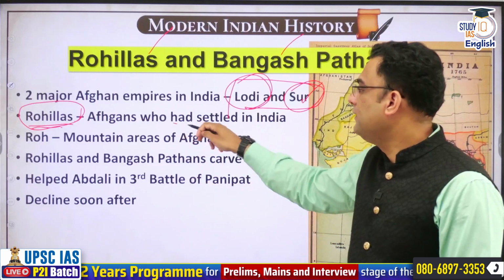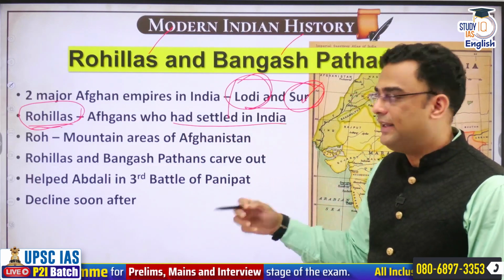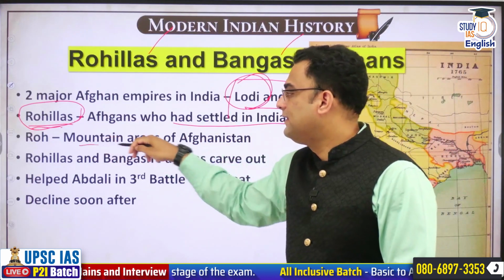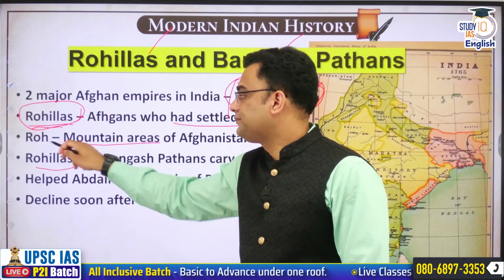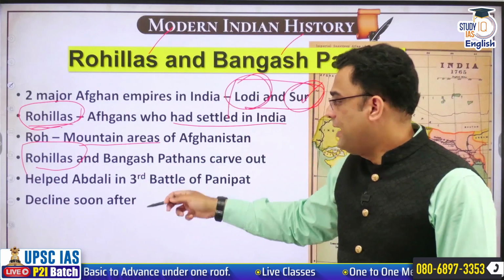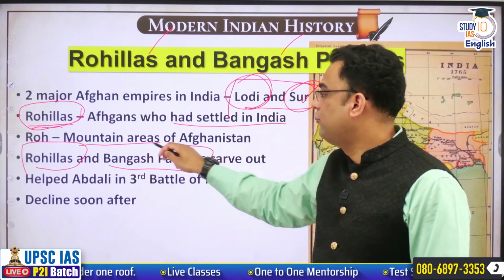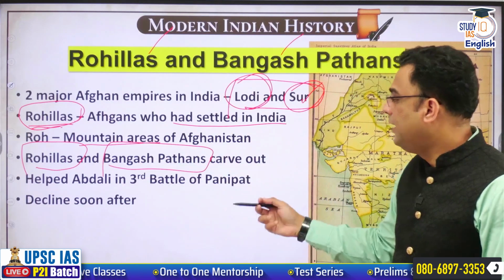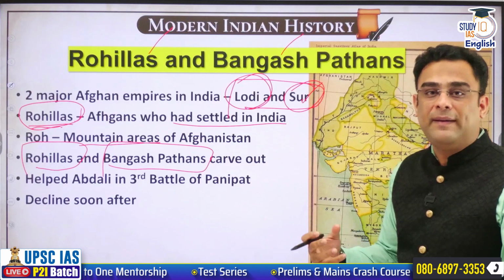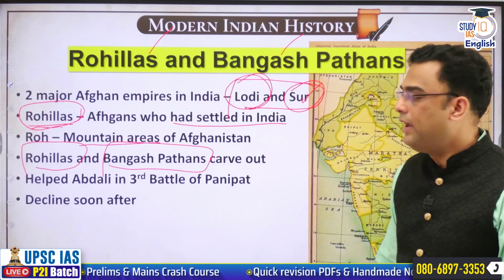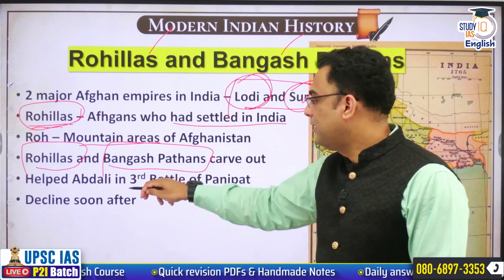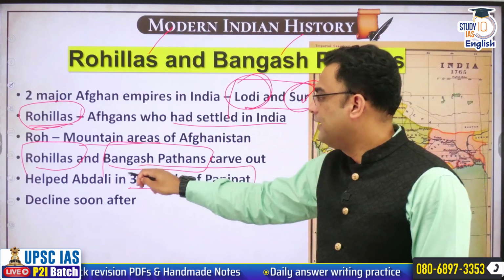Okay, so they were Afghans who had settled in India. Roh meaning mountainous areas. Some of these Rohillas and a tribe of Pathans called Bangash Pathans carved out separate small kingdoms in the 18th century. They also helped Ahmad Shah Abdali in the third Battle of Panipat.